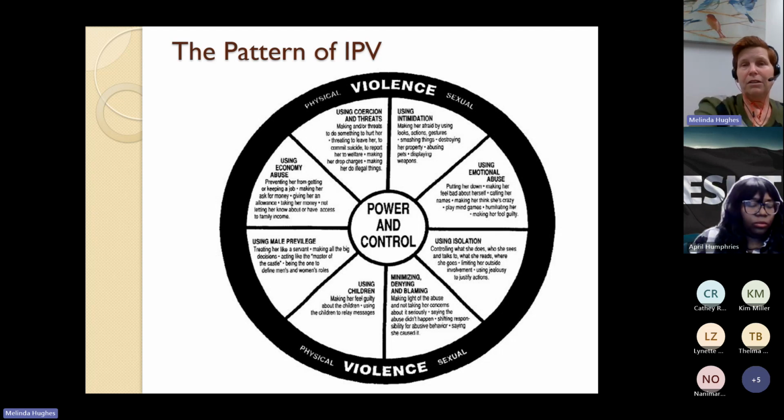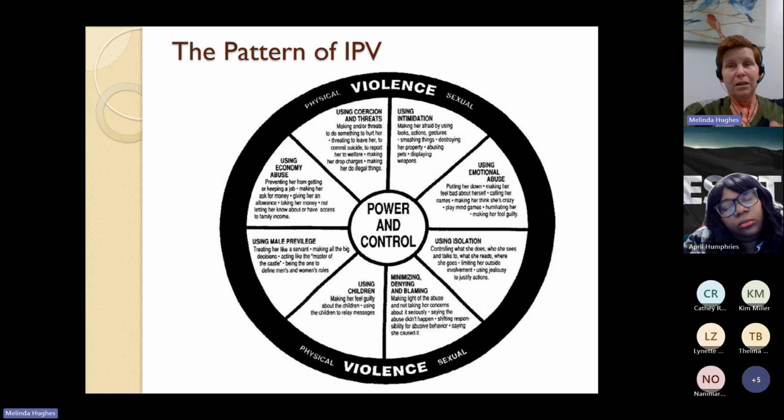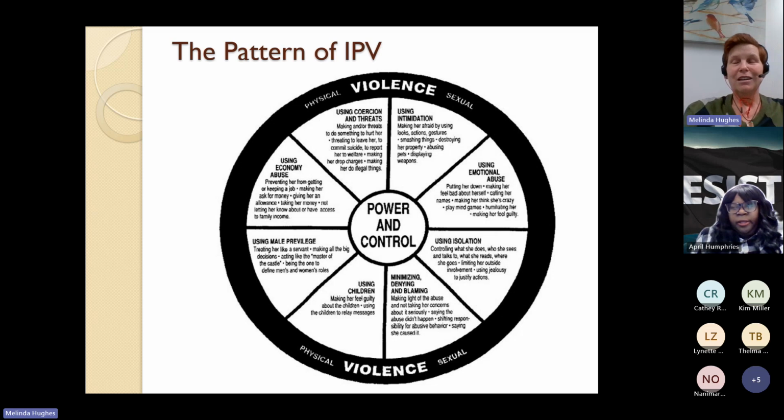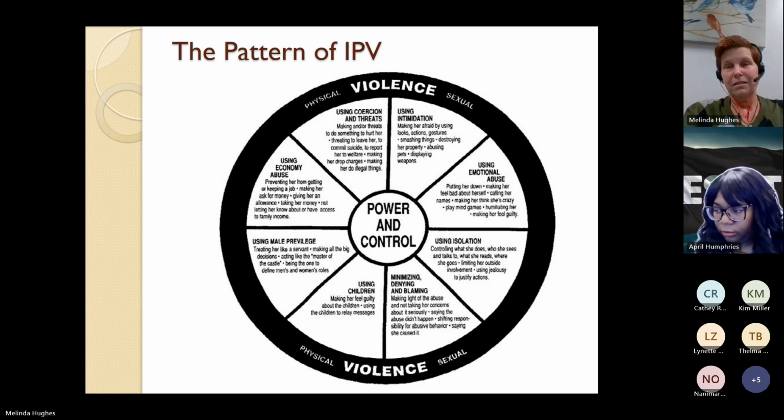And I might use this circle as almost like a little checklist. They can highlight or circle the things that they've experienced. And sometimes that is a wake-up call that, wow, this person is using a lot of these tactics. And so we need to think about this relationship as one that is healthy in some ways and unhealthy in these ways, versus just all or nothing thinking.